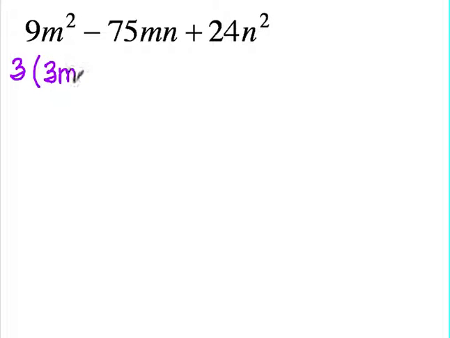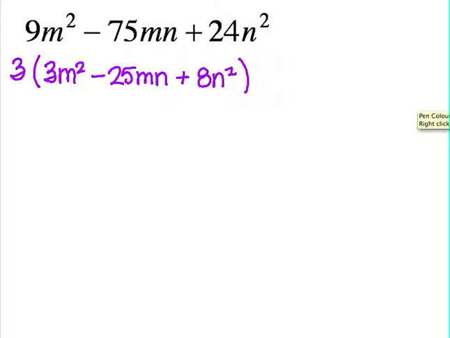3m squared minus 25mn plus 8n squared. Good. So now I'm going to leave that 3 outside, and that's just going to follow me down all the way throughout the problem. And I'm just going to solve the problem like I normally would. So I'm going to take 3 times 8, which is what? 24. So I'm looking for two factors of 24 that add up to 25. And what are they? 24 and 1. How do you get a negative 25 from 24 and 1?